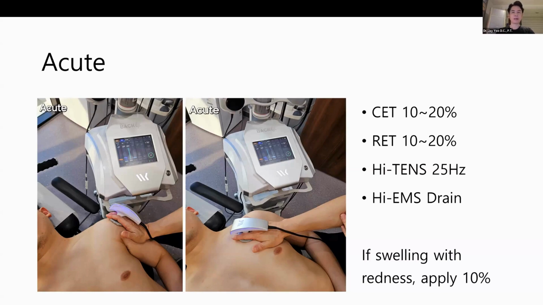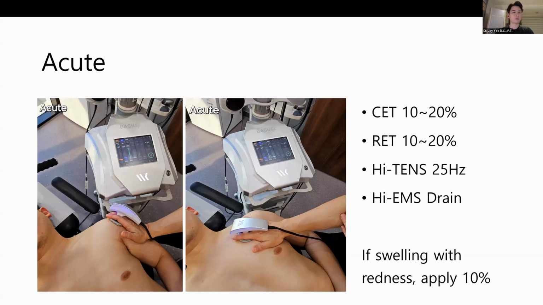I apply the high EMS drainage program on the lymph around the injury site, not on that site. You should not apply this high EMS drain stage on the injury site. You should try to find some lymph nodes around the injury site. It helps reduce the swelling. The first 48 hours after getting injured is the critical period to control the acute condition. So do not forget the athermic care.